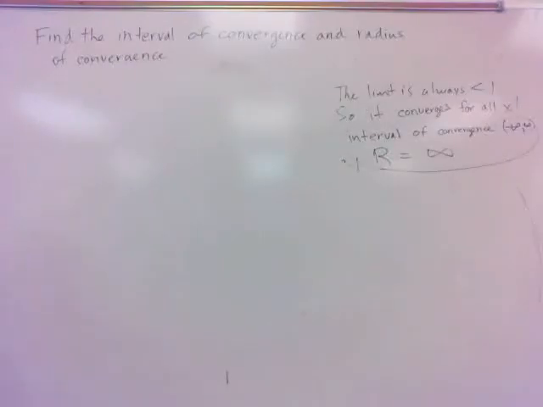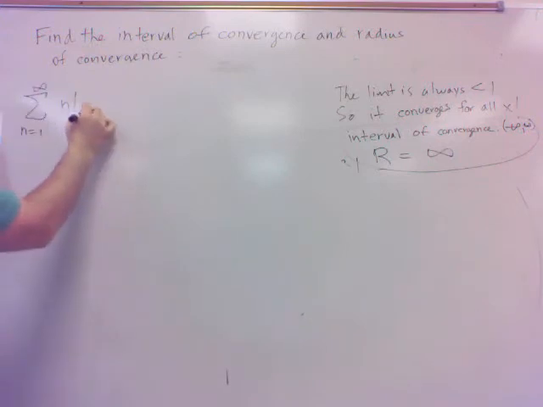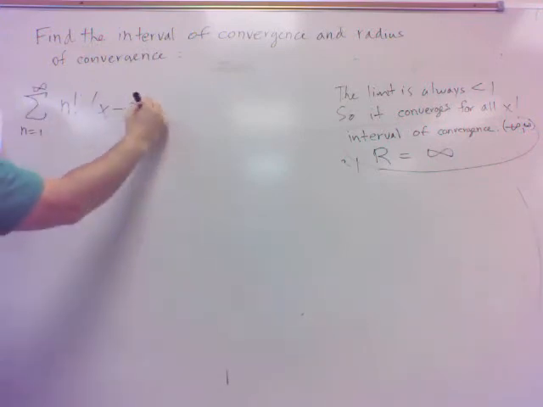Here's another one. Find the interval of convergence, radius of convergence for this one. The sum from n equals 1 to infinity of n factorial times (x minus 2) to the n.